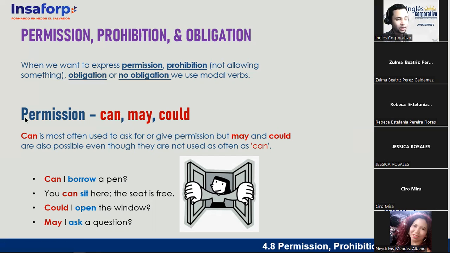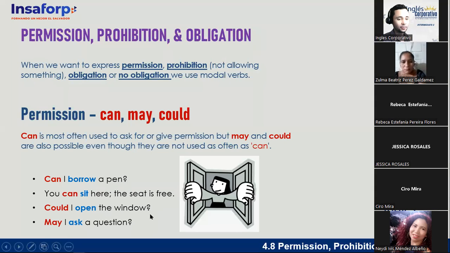So that's the difference. Then let's see, Rebecca. Can you help me read the second sentence, please? You can sit here. The seat is free. Thank you. You can sit here. The seat is free. So what is that? This person is giving you permission. Okay? The person is giving you permission. So in the first example, can I borrow a pen? You are asking for permission. Está pidiendo permiso. In the second sentence, the person is giving you permission. Le está dando permiso. So you can use can to ask for permission or give permission. Okay? The next one, please. Jessica, can you help me read this? Number three.